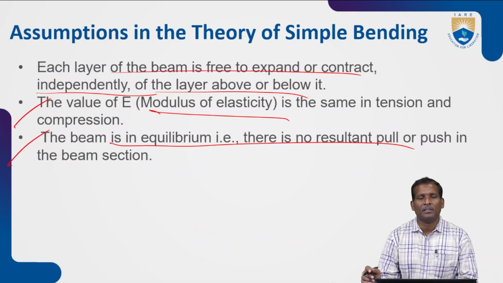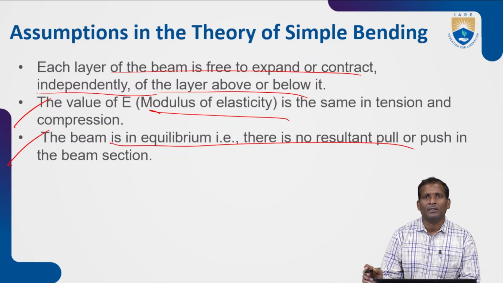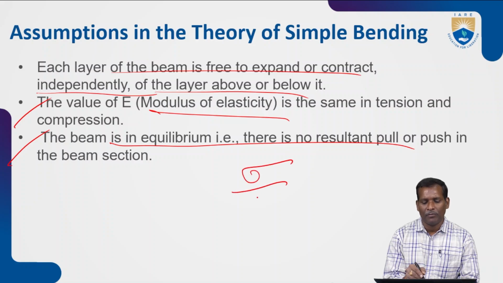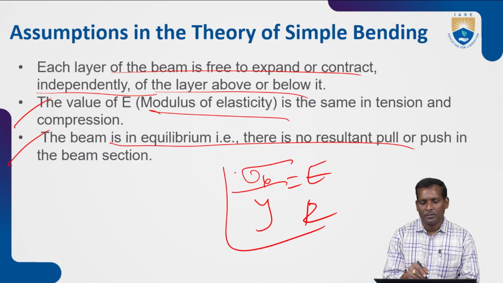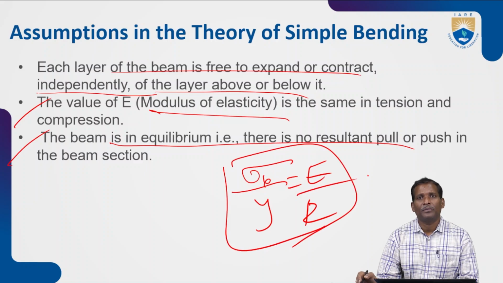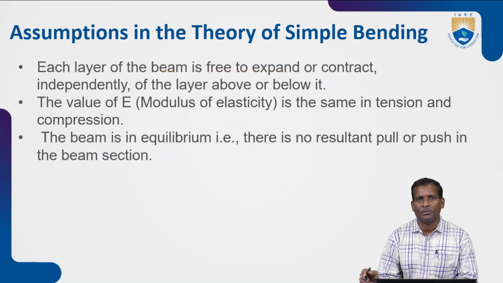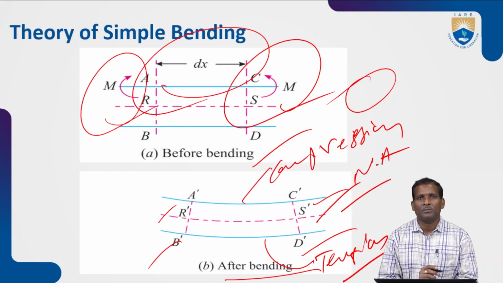Based on these assumptions we have derived the equation sigma b by y equal to E by r. So this is the bending stress equation. The value of E is the same in tension and compression; there is no change. The beam is in equilibrium. There is no resultant pull or push on the beam section. So these are the assumptions I have taken for the theory of simple bending equation.